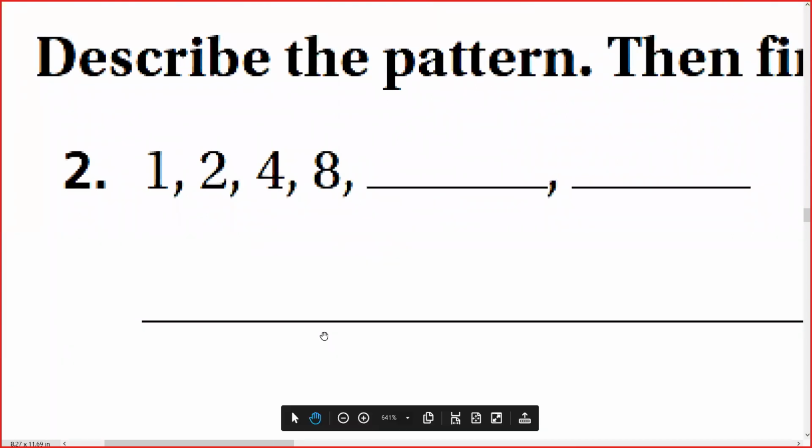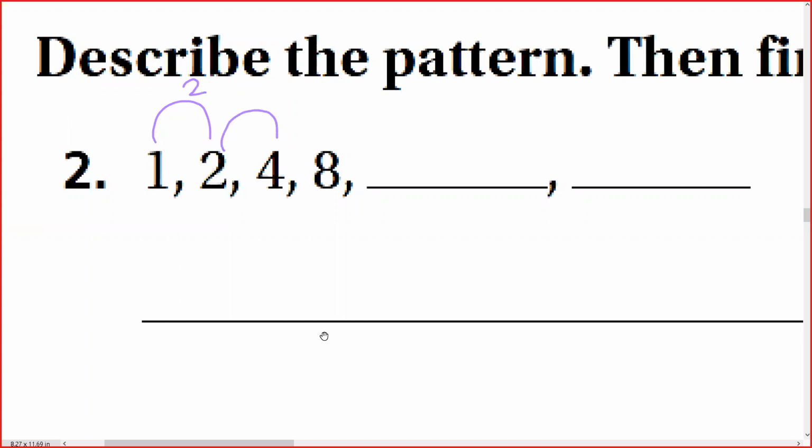Yeah. So here, 1 multiplied by 2, you get 2. 2 times 2, 4. 4 times 2, 8. So you just multiply the previous term by 2 to get the next term.